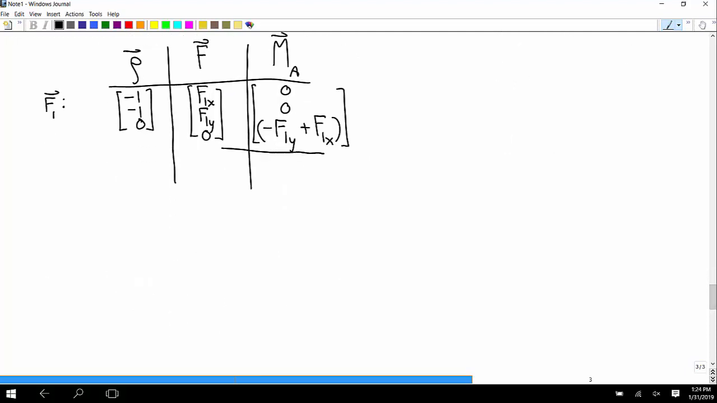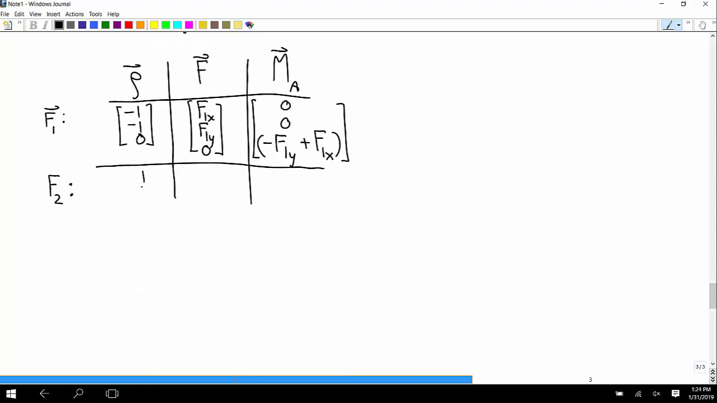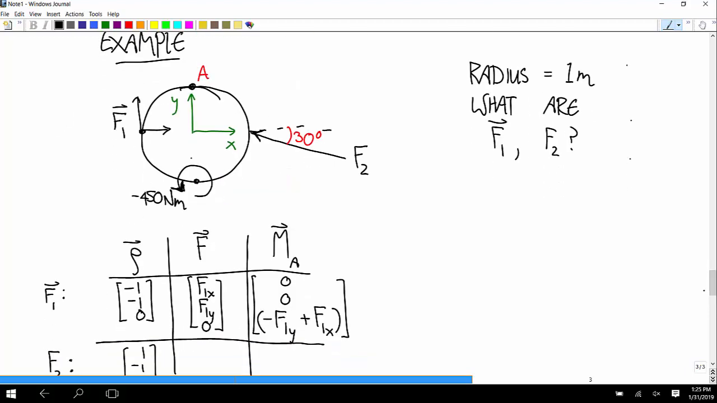Now we'll go down to the second force. And this is F2. Okay, what's the row vector for F2? One, negative 1, 0, exactly. 1, negative 1, 0. Because you start out at the about point, you go one radius in the positive x direction, one radius in the negative y direction, and then you're there.